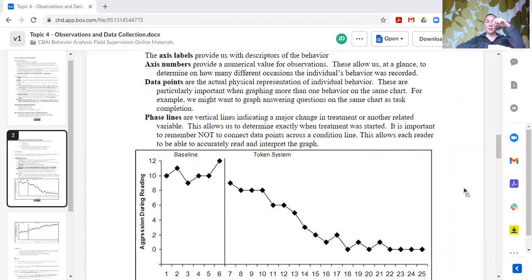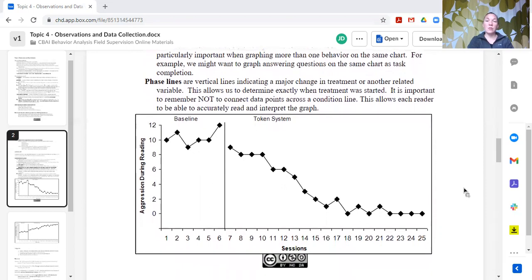So on day two, it was 80%. So it's up here. On day three, it was 40%. So it's down here. And then we draw a line to connect the data points, except where there are phase lines. Phase lines or condition lines or phase change lines are vertical lines that indicate a major change either in the treatment, the intervention, or some other variable. Maybe it's a medication change. Maybe there's a life circumstance that happened that's possibly going to affect the behavior. So we want to mark that as a phase change line.